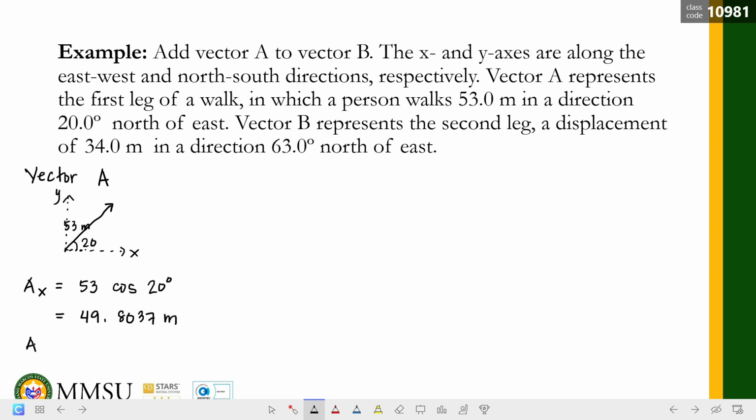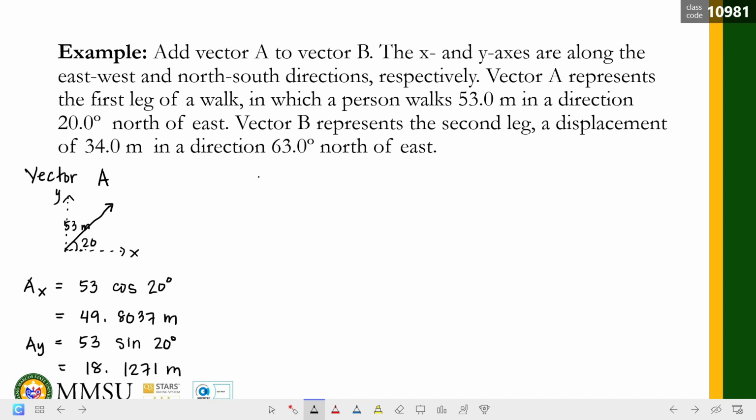Let's also get its Y component. So, that's 53 sine of 20 degrees. The only difference actually is the cosine and the sine. Right? So, its Y component is 53 times sine of 20. We have 18.1271.